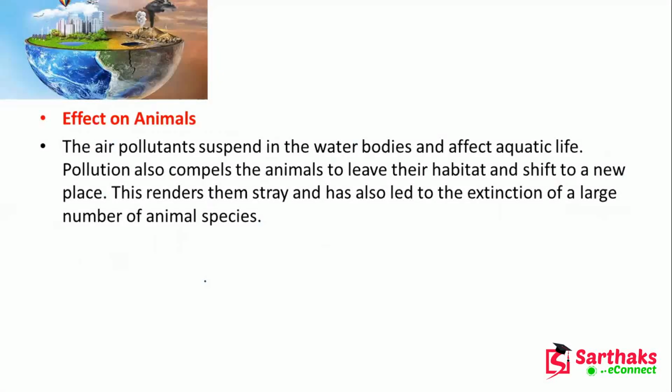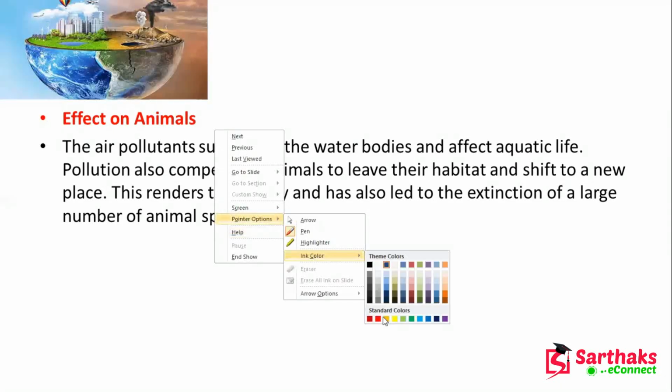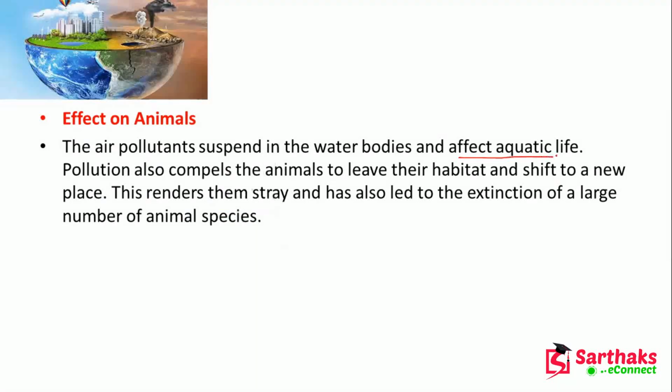Now, effect on animals. The air pollutants suspend in the water bodies and affect the aquatic life. Pollution also compels the animals to leave their habitat and shift to a new place, and this renders them stray and has also led to the extinction of a large number of animal species. So this is the effect of air pollution on animals.